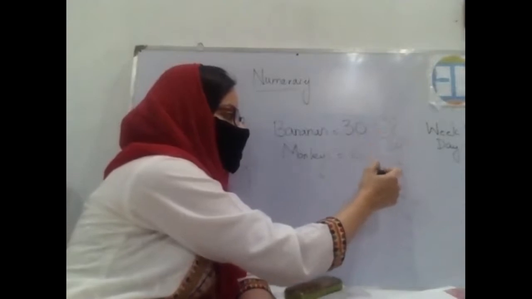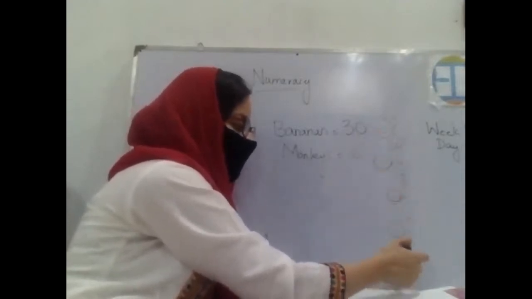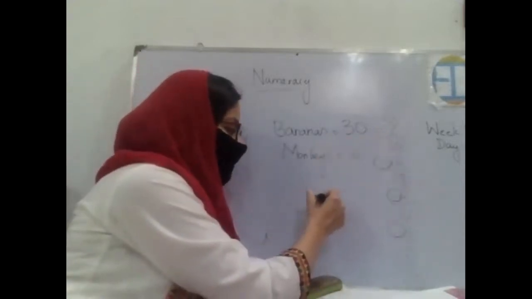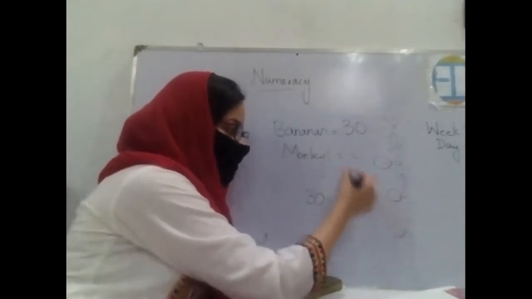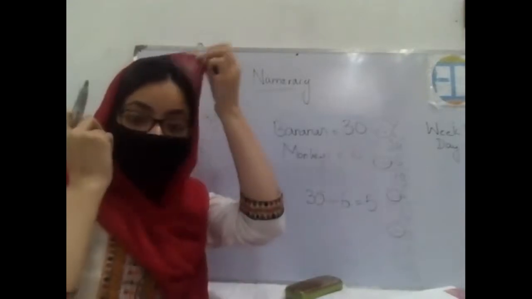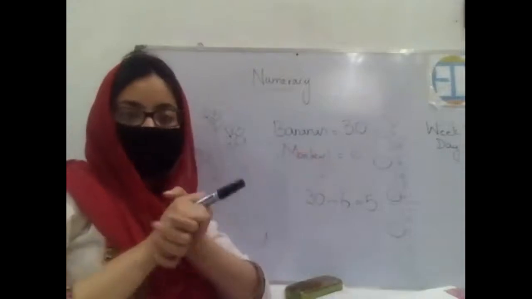1, 2, 3, 4, 5. This means that when we divide 30 by 6, the answer is 5. Every monkey will have how many bananas? 5 bananas. Very well done. Okay, now telling the statement to you.